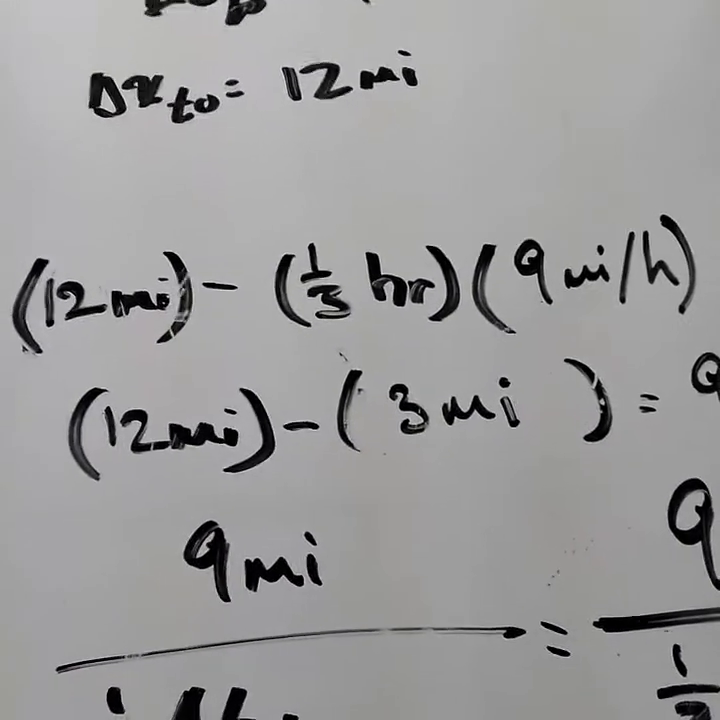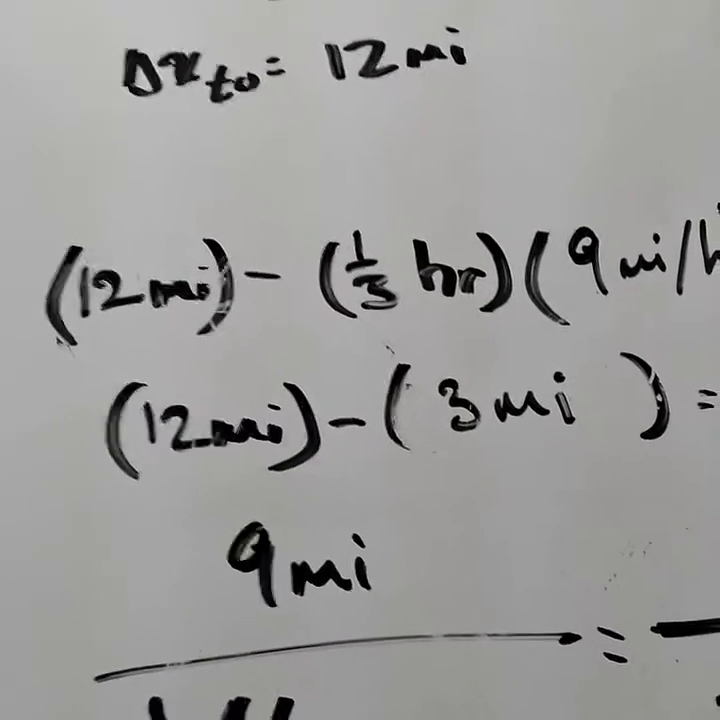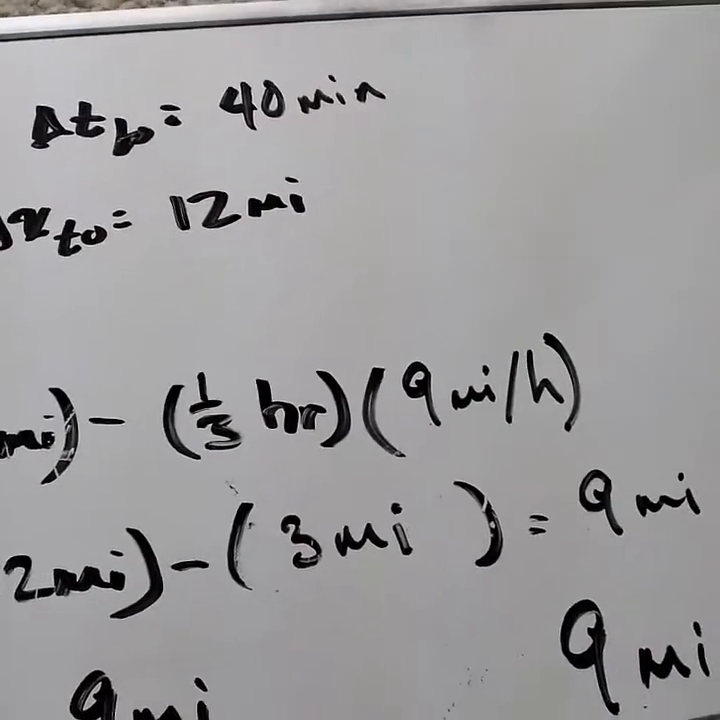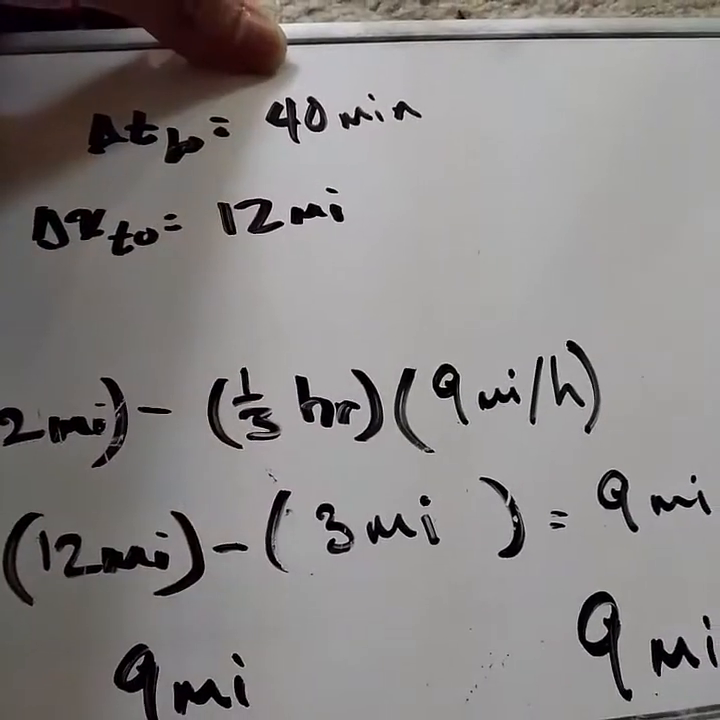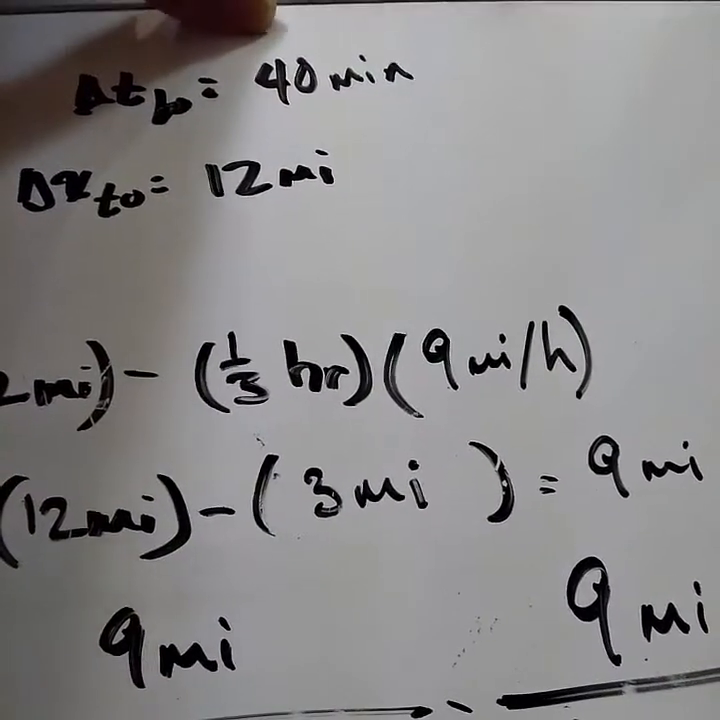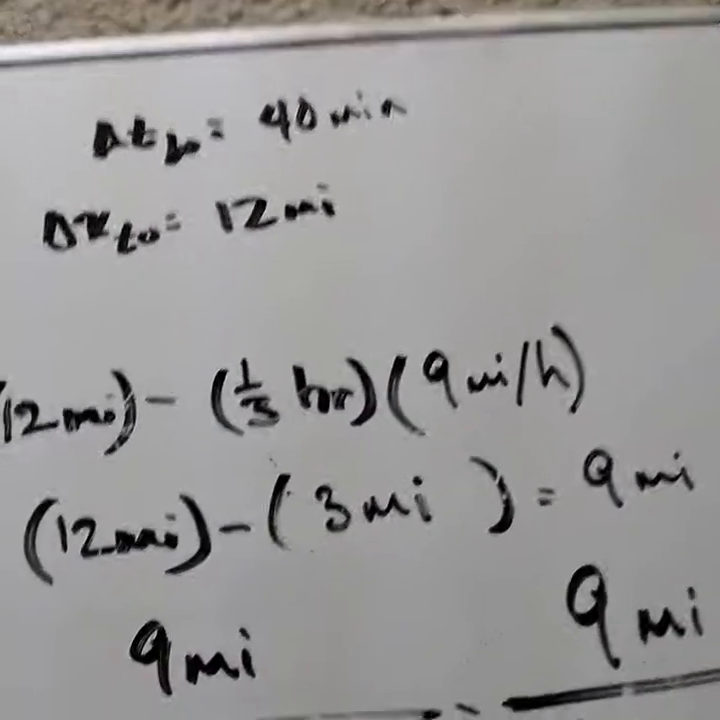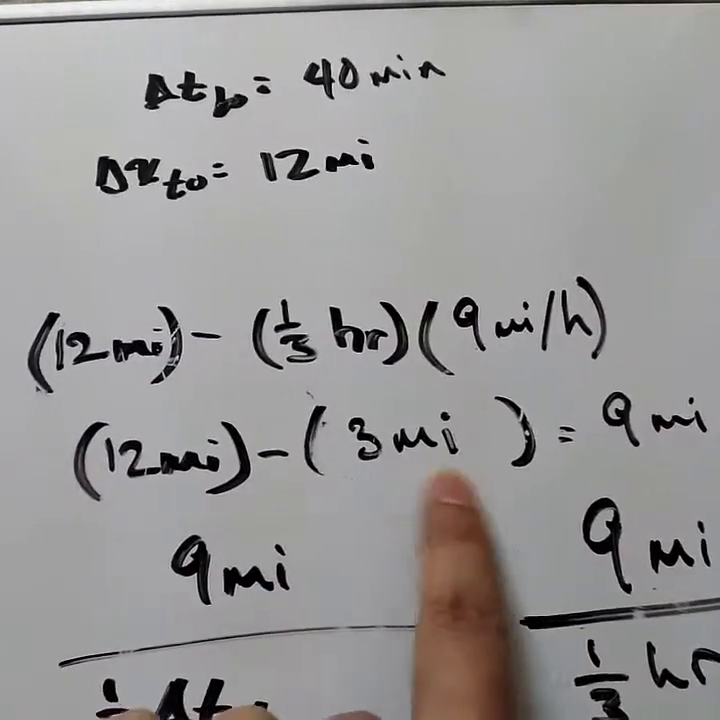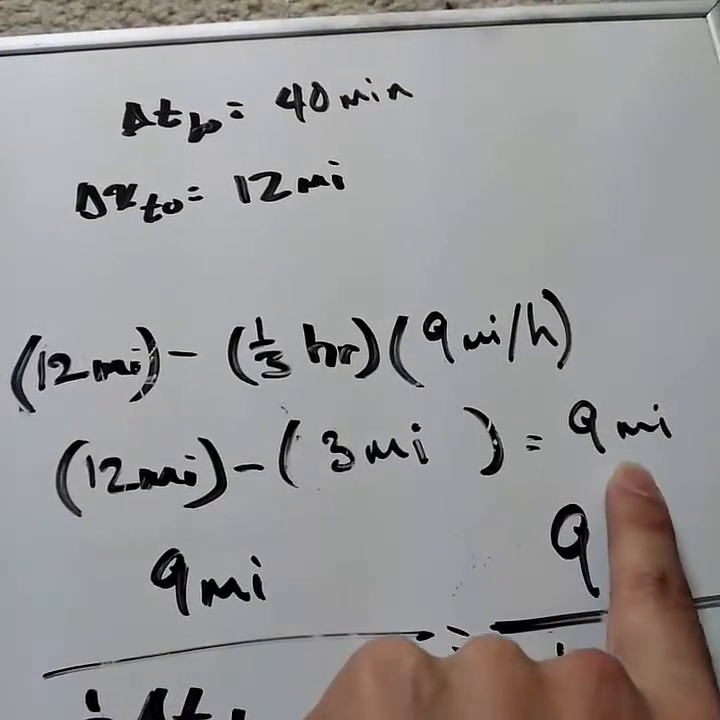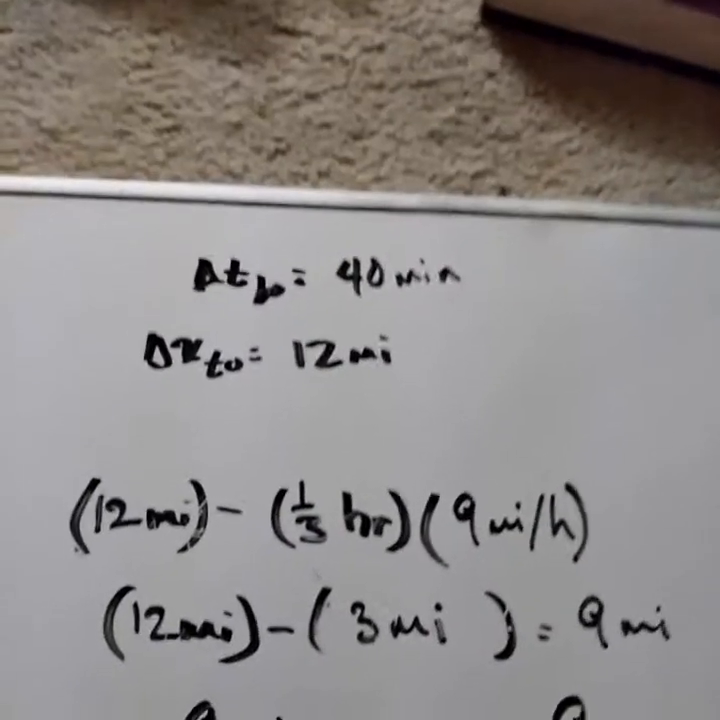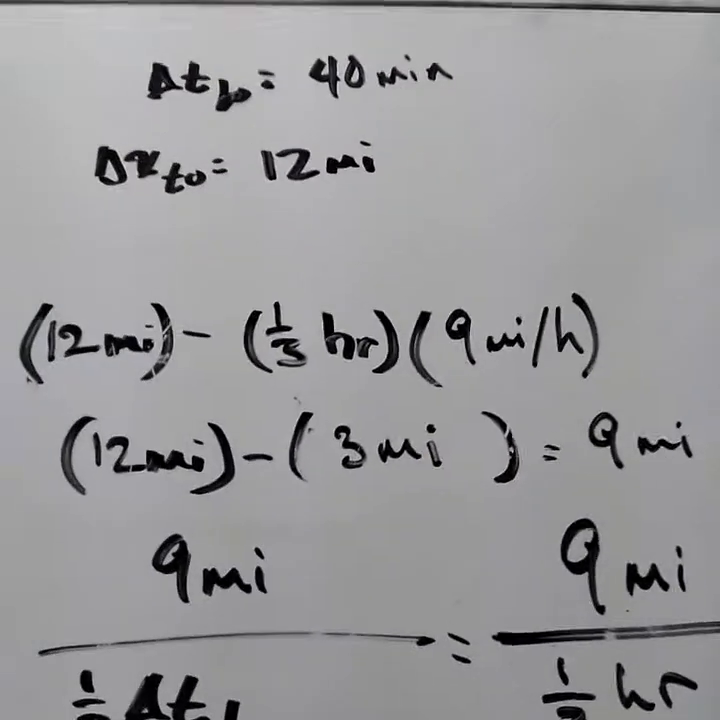Okay, so coming over here, plugging in values for the variables, we have 12 miles, which is equal to delta x total, minus time. So we have half of 40 minutes, which is 20 minutes, which is 1/3 of an hour. And then the average velocity for the first half of the trip is 9 miles per hour. Solving these, combining them, he has 9 miles left to go. The second half of his trip is going to be 9 miles long.